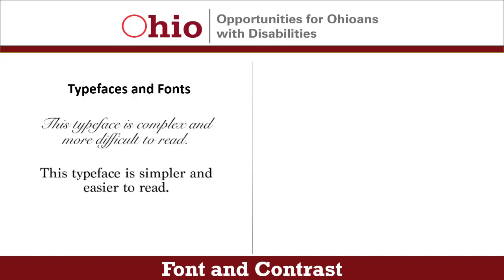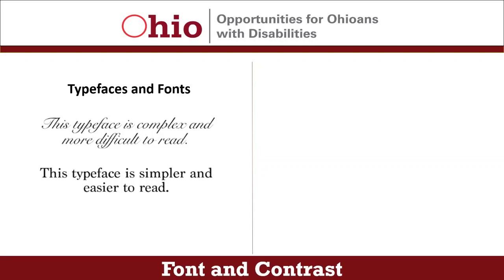For example, it discusses how complex fonts can be time-consuming and difficult to read, while using a simpler font can be easier to read. In the PowerPoint slide, under the heading of Typefaces and Fonts, we've included 2 examples of sentences written with very different typefaces of a font. The first one is complex and more difficult to read. The second is simpler and easier to read. This resource also addresses considerations for font size and making sure to have the right amount of contrast, because too little contrast can be difficult to read, while too much contrast can be fatiguing.